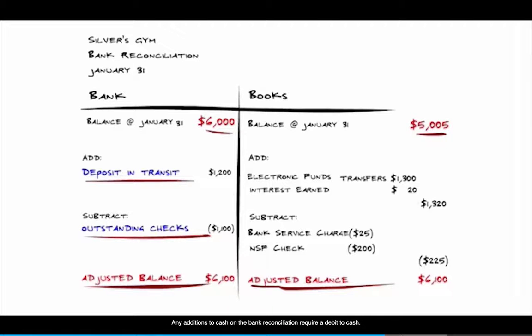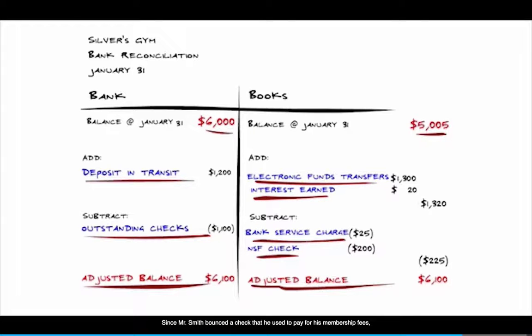Any additions to cash on the bank reconciliation require a debit to cash, and subtractions to cash obviously require a credit to cash. The other accounts in these entries are dependent upon the nature of the adjustments. The funds transfer of $1,300 that we didn't know about until we reviewed the bank statement represents a payment from a customer for services. Therefore, the corresponding account to credit is fees earned, or revenue. Interest earned also represents income.